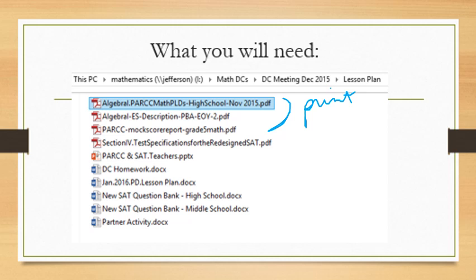The next one will be a Google link, later in the PowerPoint, that talks about the SAT. And then you have the actual PowerPoint that you're going to use. The DC homework is what you will need to print out ahead of time and give to your teachers so they come prepared for January 19th. Here's the lesson plan. And these are the SAT question banks for the high school and middle school that will be used towards the end of the professional development. And then this is the first partner activity, which is a tiny URL, but you can print it out or you can send it to them electronically.